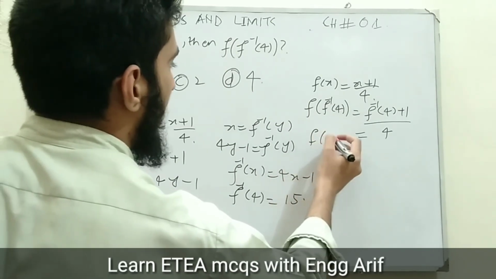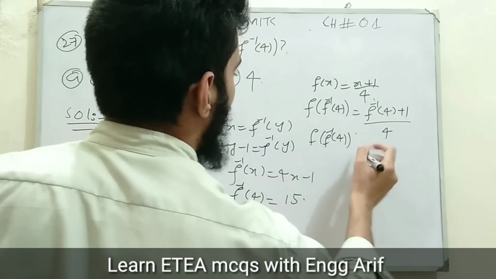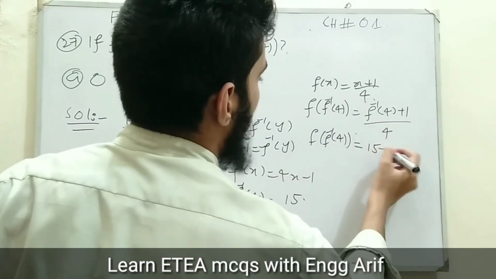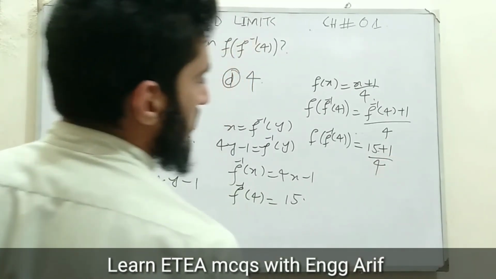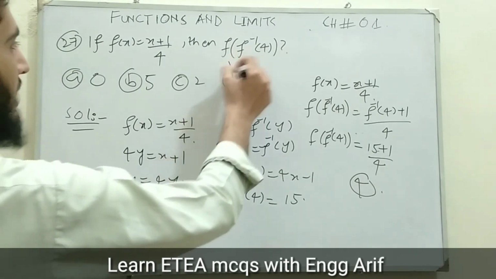So f of f inverse 4 will be equal to, f inverse 4 is equal to 15. So 15 here, plus 1, divided by 4. 15 plus 1 gives us 16, and 16 by 4 gives us 4. So the required answer is 4. So the correct option is option number D.